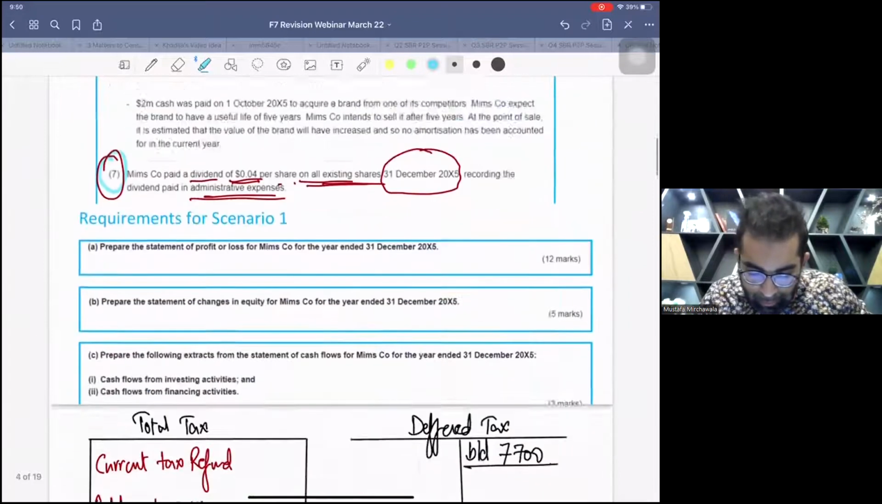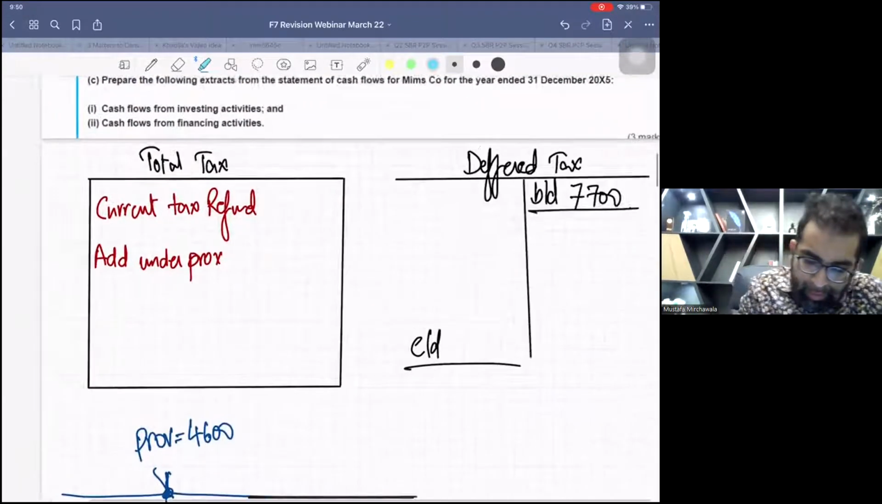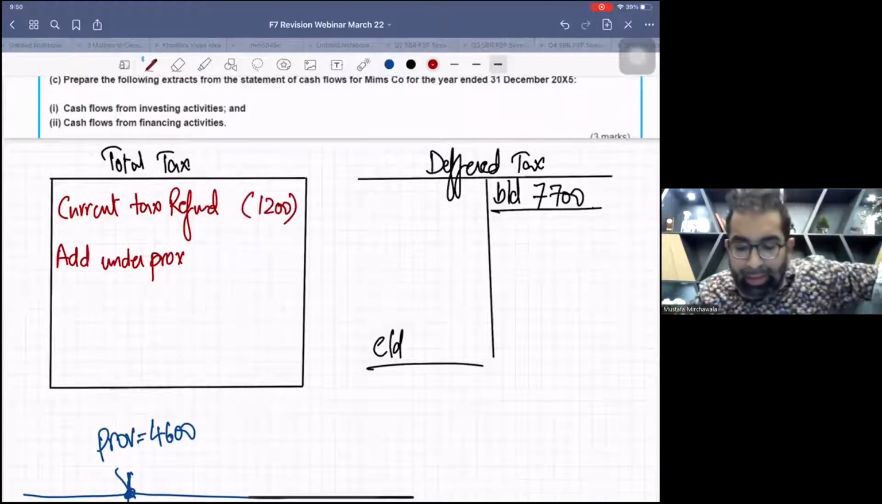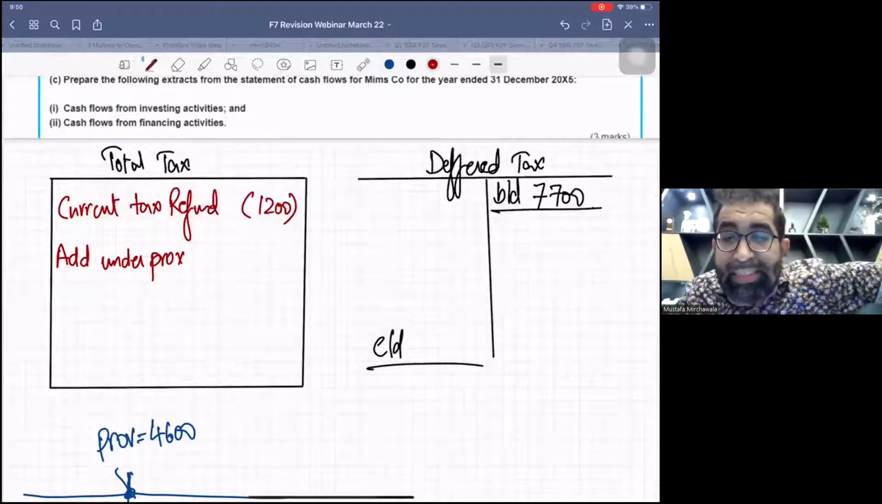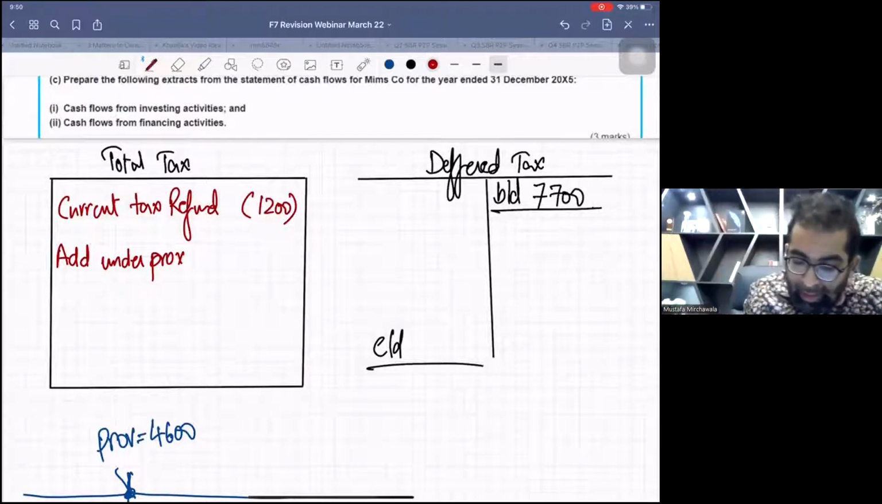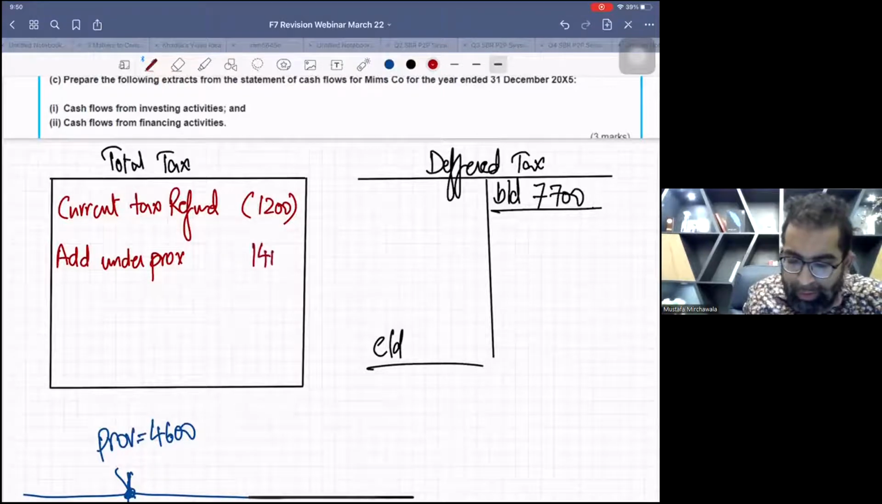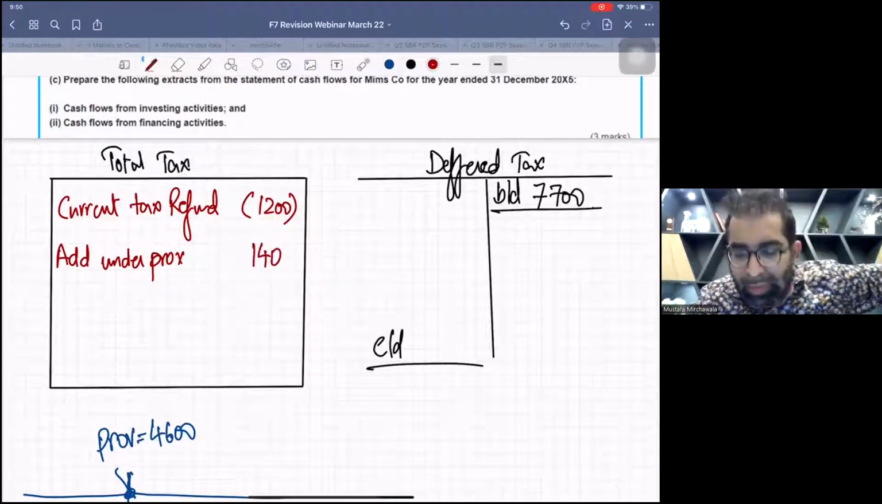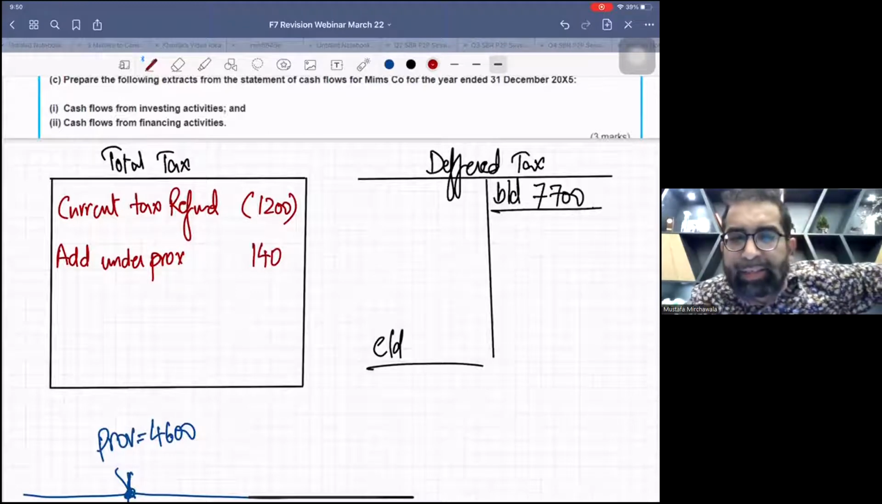Now, let me solve something for you. Look here. Current tax refund is 1200, which is income. Income, I will write with a negative number. Then under provision of 140, I think it was 140, right? 140 is an expense. These two things make your current tax.